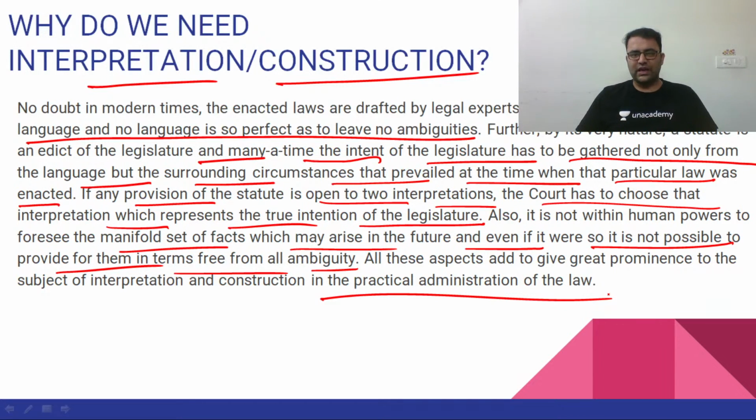And the next thing is, please remember, there were a lot of laws like we did yesterday, the Negotiable Instruments Act 1881. It was prepared way back in 1881. Today we are in 2021. It's about 140 years. So the situations, the scenarios, the society, everything has changed. And because of that, the need for interpretation could arise even more. So these are the reasons why the need for interpretation of statute arises.